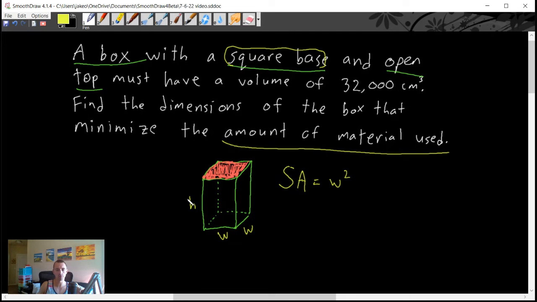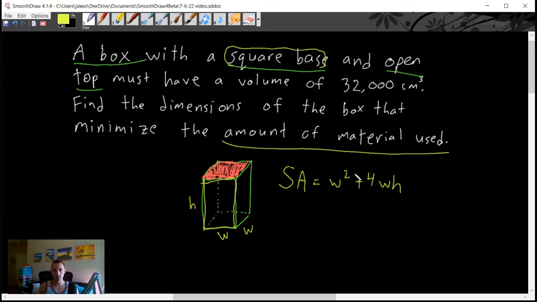And then each of the 4 sides is going to have an area of H times W, right? Because it's just a rectangle. Height times width is going to give us the area of that. So we're going to have plus W times H. Now that's just one of the 4 sides. We have 4 of these sides. So 4 times W times H is going to be the total area of the sides of this box. And again, we don't have a top, so we don't have to worry about that face. So these 5 faces are going to add up to the surface area. So this is the equation that we need to optimize.